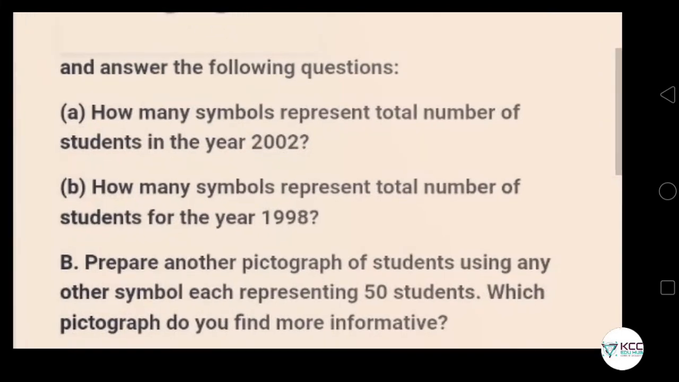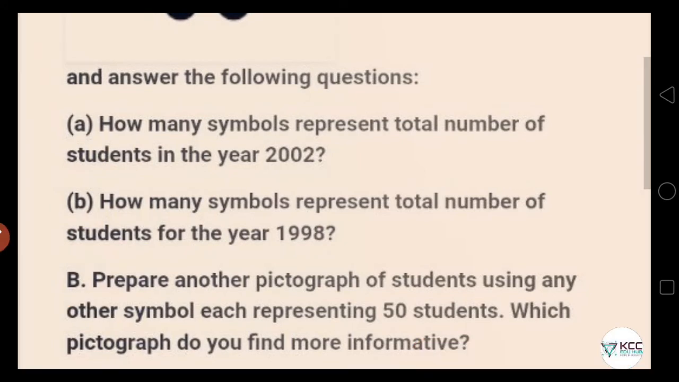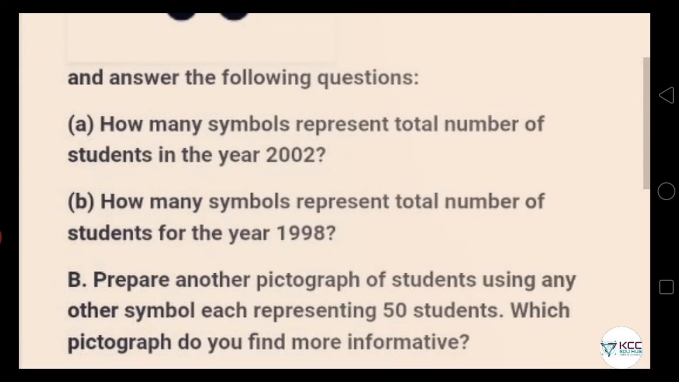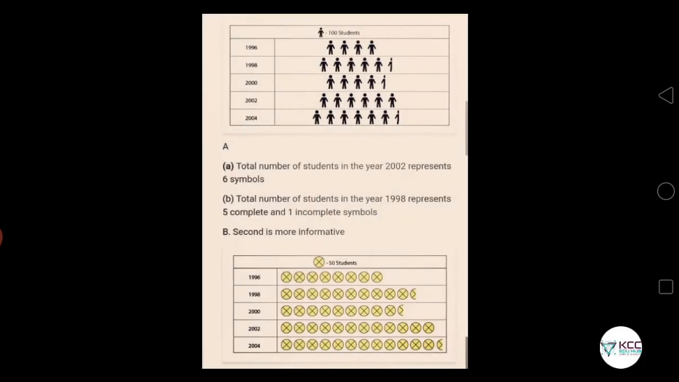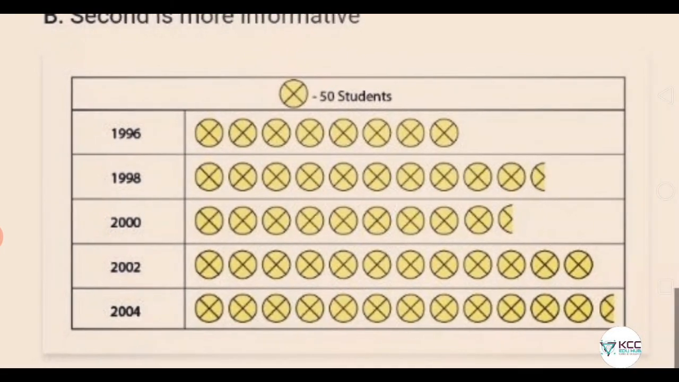Now the last part, B, is to prepare another pictograph of students using any other symbol each representing 50 students. Which pictograph do you find more informative? Now what did we do? In the pictograph earlier we took 100 students per symbol, and now the same data with 50 students, that is, 1 symbol equals 50 students, so a lot of changes will come in it. Now, in 1996, how many students are there?